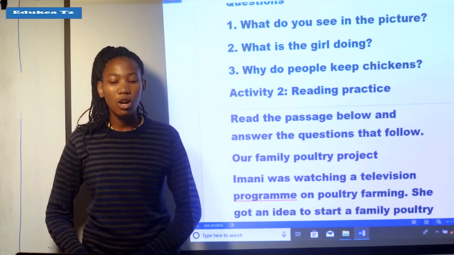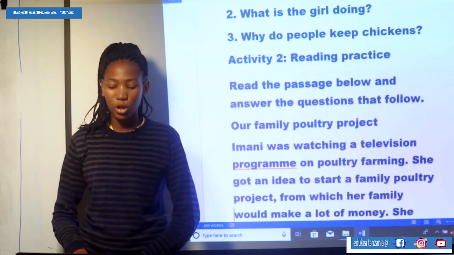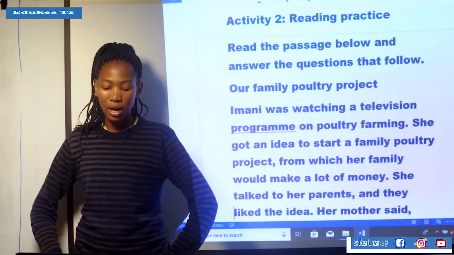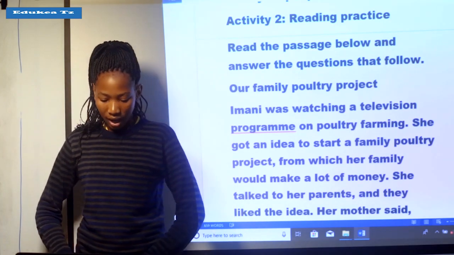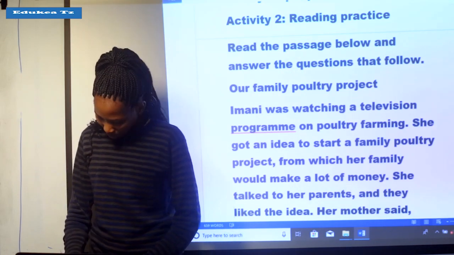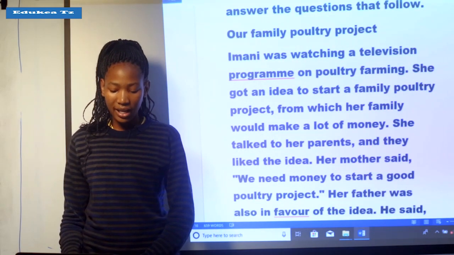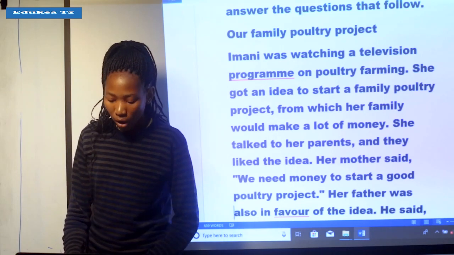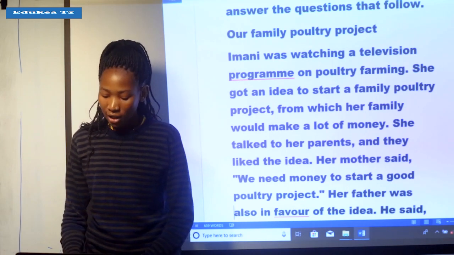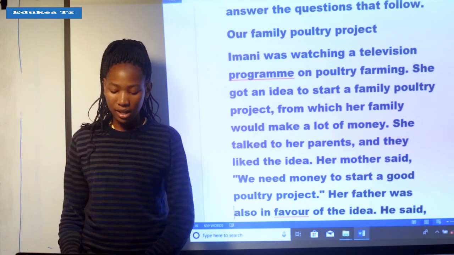In reading practice, we are going to read the passage below and answer the questions about it. The story is about our family project. Imani was watching a television program on poultry farming. She got an idea to start a family poultry project from which her family would make a lot of money. She talked to her parents and they liked the idea.